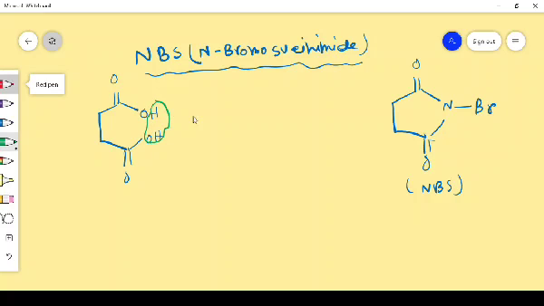this water by an anhydrating agent, a water absorbing agent like P2O5, so what will I get? I will get this kind of anhydride. This is called succinic anhydride, right? So this substrate is called succinic anhydride.